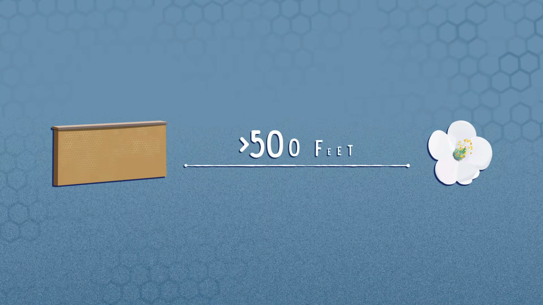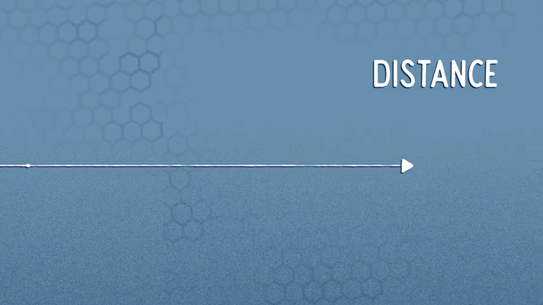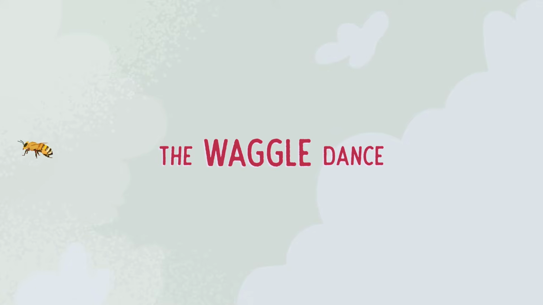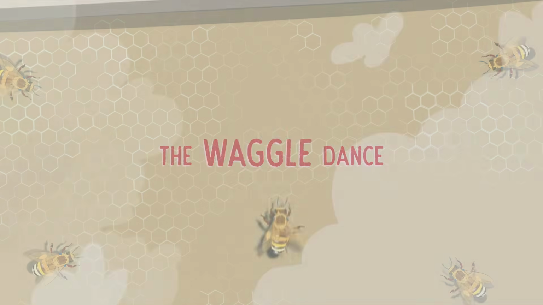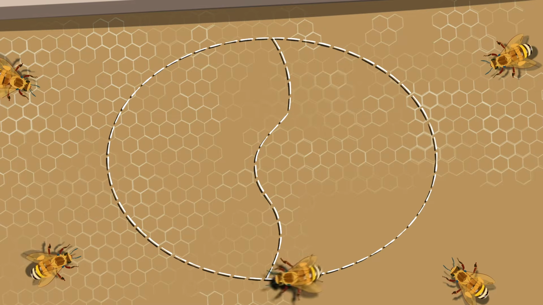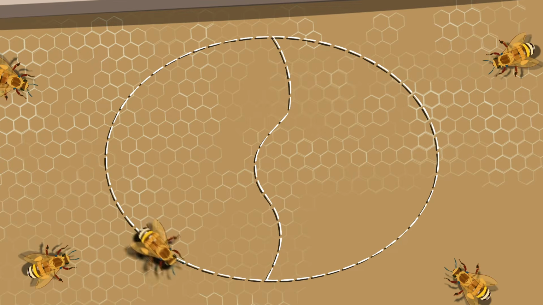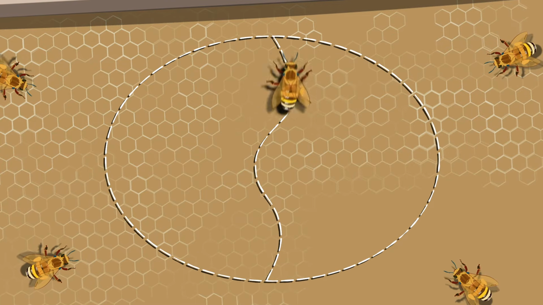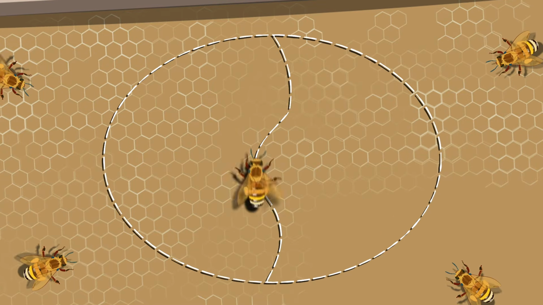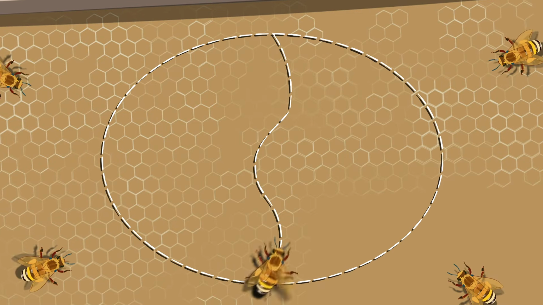But when food is more than 500 feet away, a bee has to communicate direction and distance to the food. For this, bees use what we call the waggle dance. In this dance, the honeybee runs straight ahead for a short distance and returns to the starting point, forming a semicircle. Then she runs through the straight course again. This time, she makes a semicircle in the opposite direction. While running the straight line course of the dance, the bee's body waggles back and forth energetically from side to side. The honeybee also beats its wings to produce a buzzing sound.